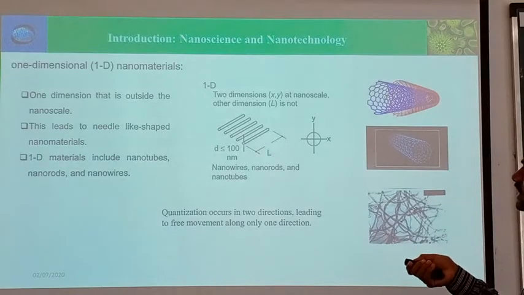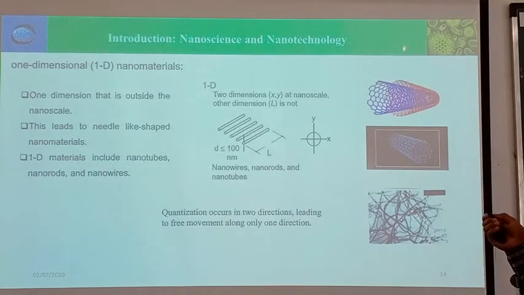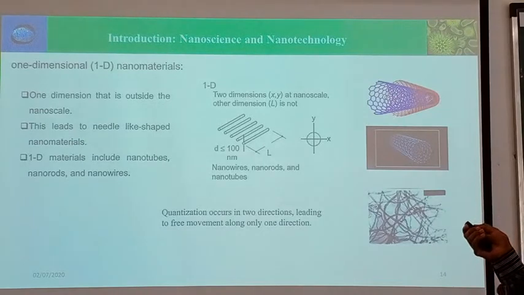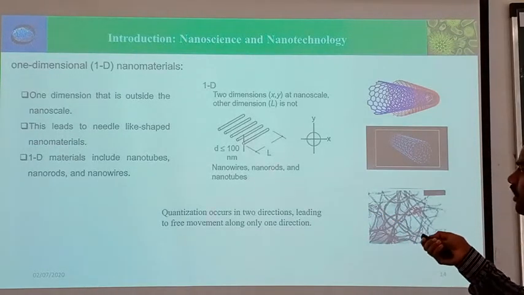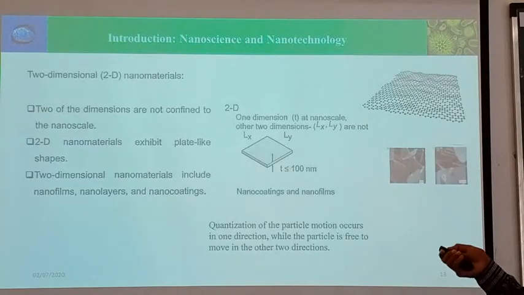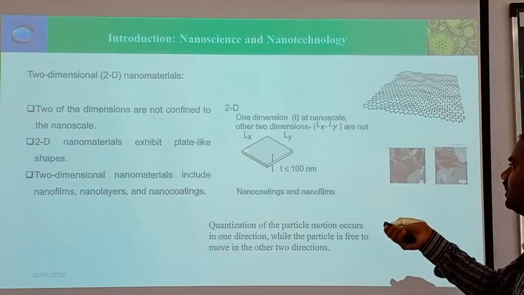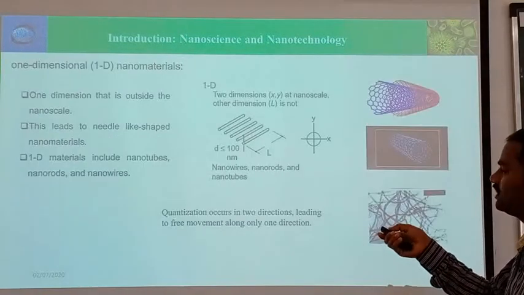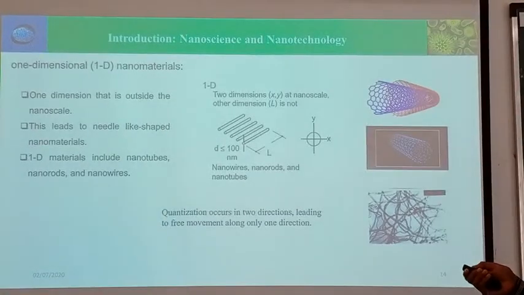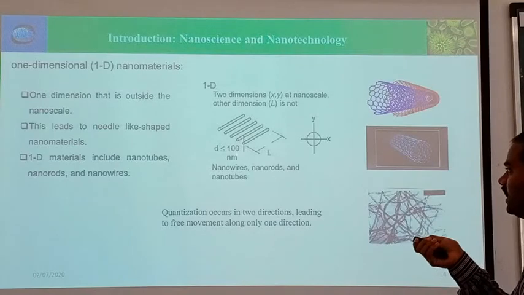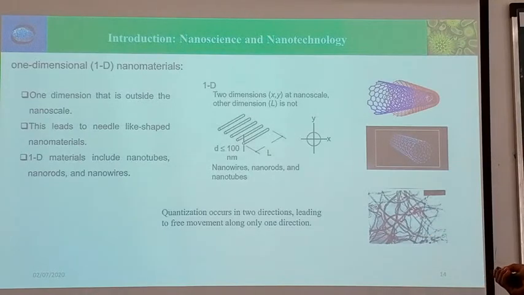So 1D materials include nanotubes, nanorods, nanowires, like that. Here is a general example, the carbon nanotube. This multi-wall nanotube or single wall nanotube is an example of 1 dimension. Only 1 dimension is allowed and the other 2 dimensions are restricted. In the case of 2D, only 2 dimensions, this one and this one, are allowed, and only a single dimension is constrained or negligible, the thickness being very small. Here the diameter is very small, less than 100 nanometers. This is a transmission electron microscopy image which shows the actual image of the carbon nanotubes.